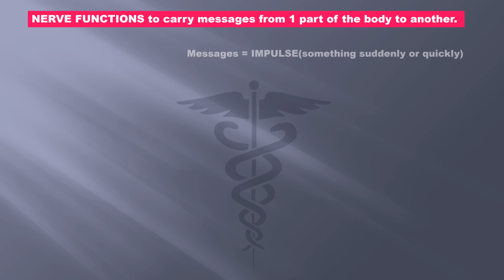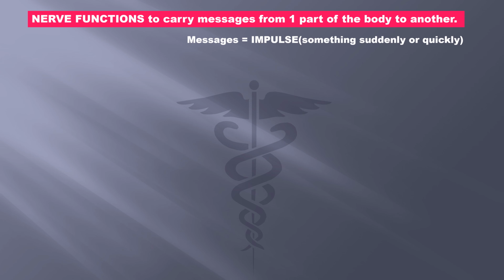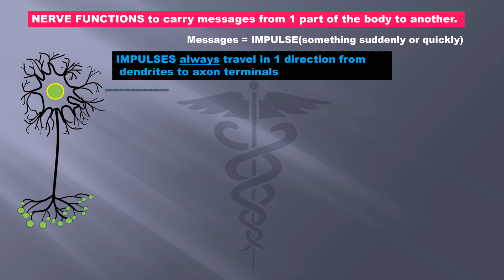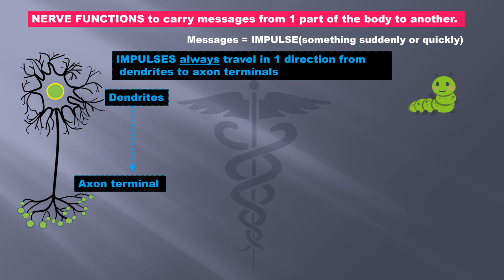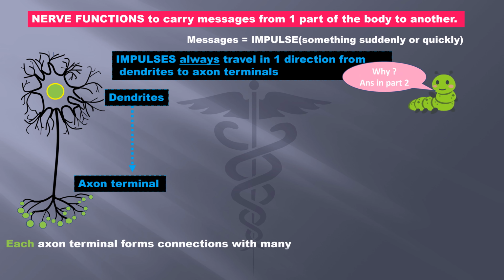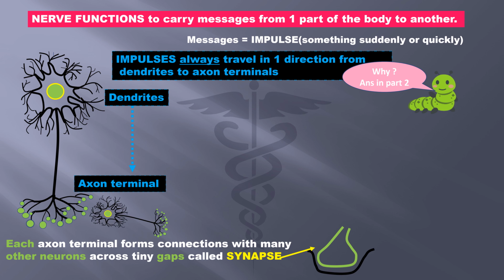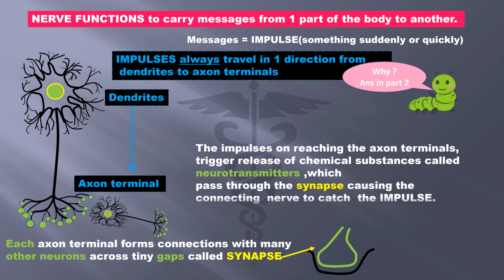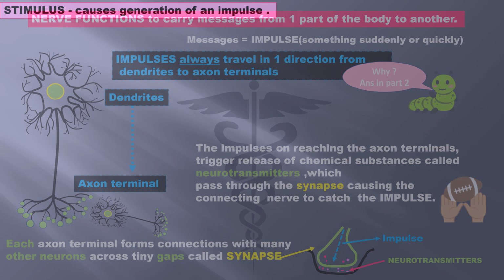Nerve functions to carry messages from one part of the body to another. These messages are in the form of impulses. Impulse in English means a change that happens suddenly. The nerve impulses are also sudden. Impulses always travel in one direction from the dendrites to the axon terminals. Why? The answer is in part 2. Each axon terminal then forms connections with many other neurons across tiny gaps called synapses. The impulses on reaching the axon terminals trigger release of chemical substances called neurotransmitters, which pass through the synapse, causing the connecting nerve to catch the impulse.